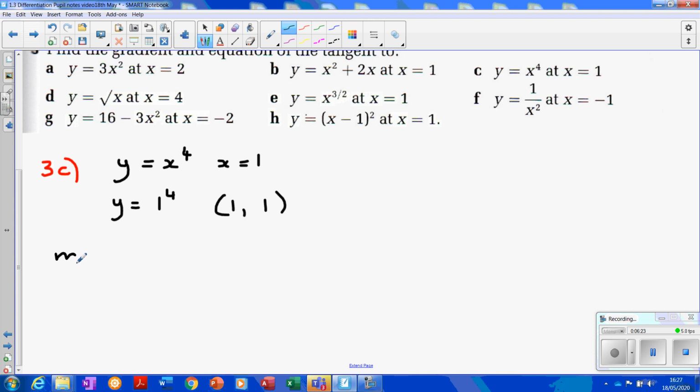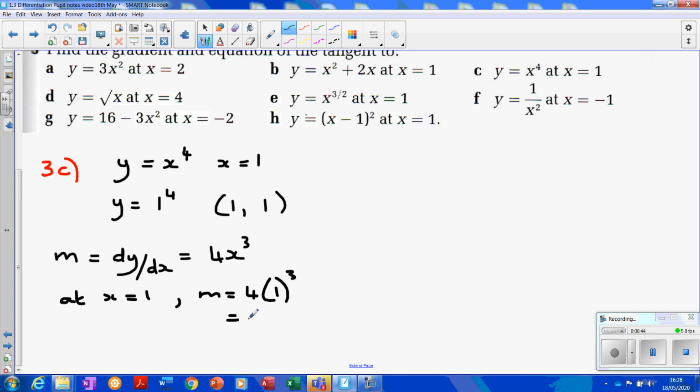Now I want the gradient. So the gradient is equal to dy by dx. So go back. Dy by dx is equal to multiply by the power, take 1 away from the power. Now it's at x equal to 1. That's what they asked me to do, x equal to 1. So the gradient is 4 times 1 to the power of 3. 1 to the power of 3 is 1. So 4 ones are 4.